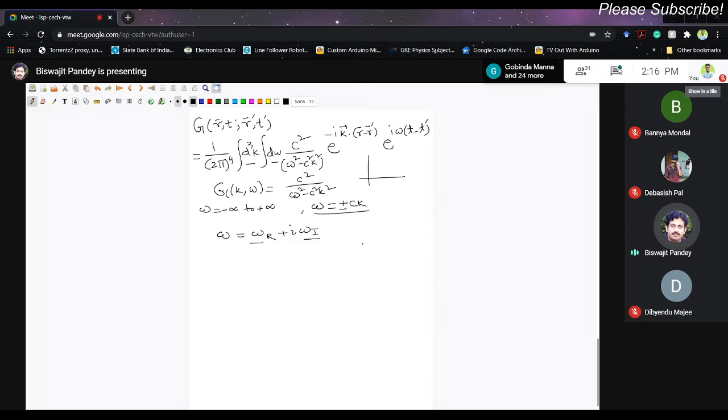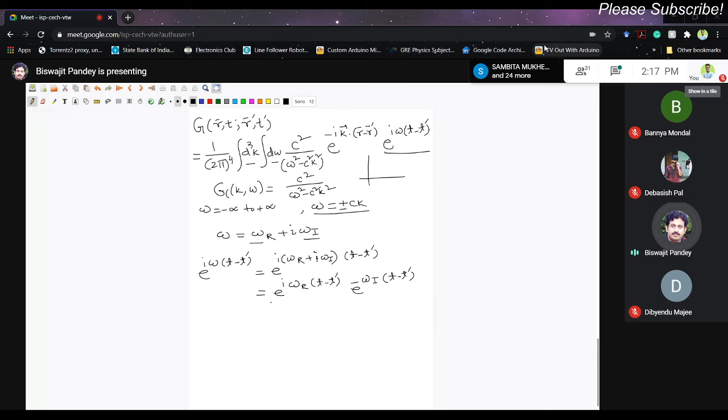Now if you look at this integral, it's a time part. See, e to the power i omega (t minus t prime), this is the exponential part for the time. We have assumed omega to be a complex variable. So if you open this up, i times i gives minus, so finally you have e to the power i omega_r (t minus t prime), and then e to the power minus omega_i (t minus t prime).